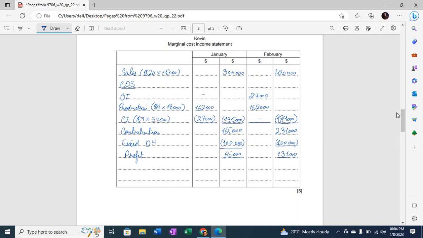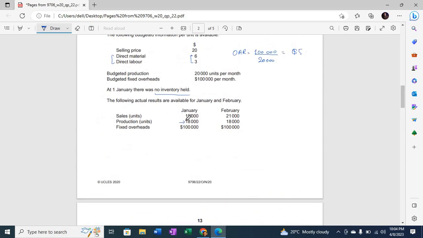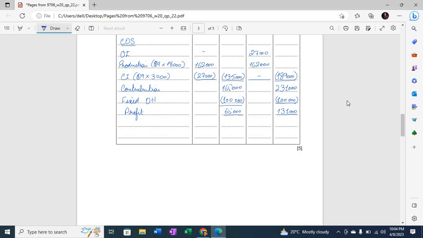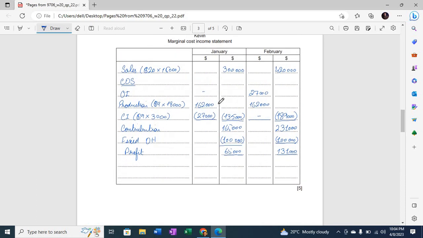How do we calculate the closing inventory units? You produced 18,000 units and only sold 15,000 units. It means you will have 3,000 units in your closing inventory. What will be the value of these 3,000 units? Again, it is multiplied with the variable cost only, which is 6 plus 3, $9. So 3,000 into 9, the value of closing inventory is $27,000. You can calculate your cost of sales now: production cost minus closing inventory cost. The cost of sales is $135,000.